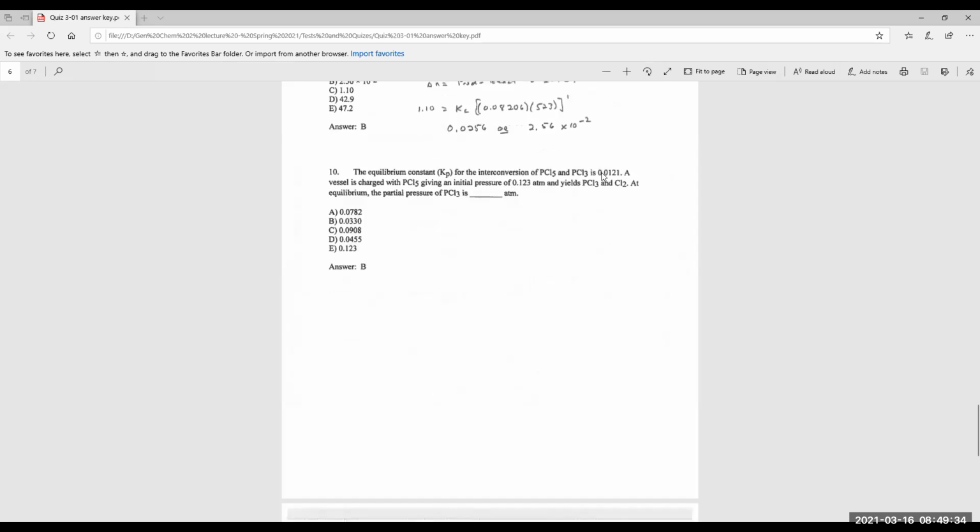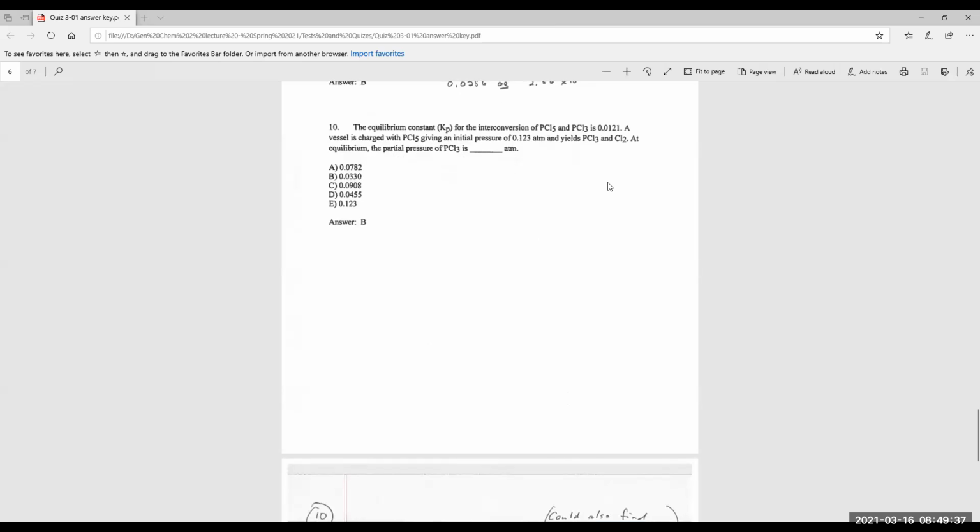Okay, and then the last one, we're given an equilibrium constant, once again, for that same reaction that was above. And then we're given an initial pressure for the PCl5 of 0.123. And what we want to calculate is the PCl3 pressure at equilibrium.